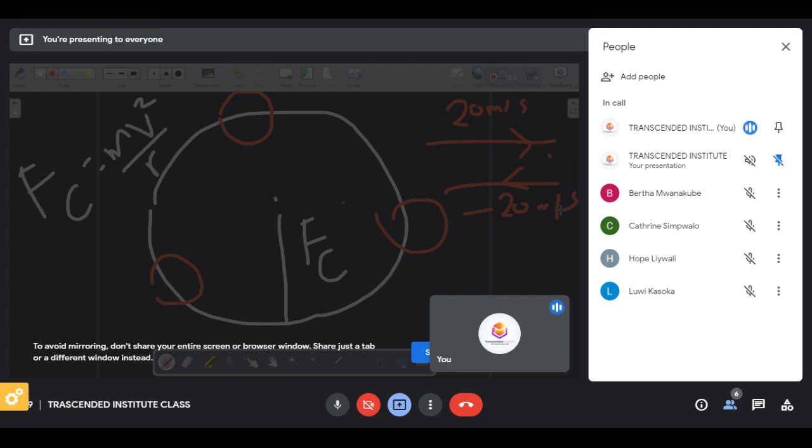So if we are saying the ball is rotating along a circular path with constant speed, we don't expect velocity to be the same. Why? Because as something is rotating, it is changing direction at each position.